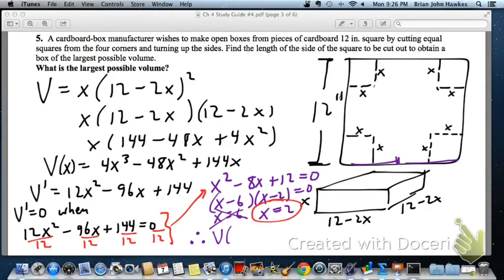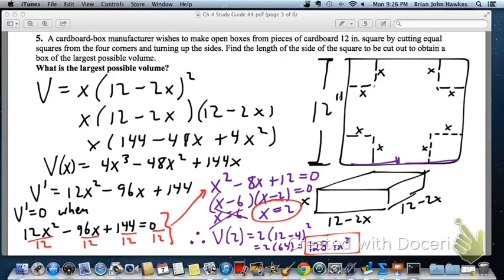So our volume when x is equal to 2 is equal to, where's our best bet here? Oh, let's put it in the very first equation there. 2 times 12 minus 2 times 2 is 4, and we're going to square that. So we get 2 times 8 squared, and 8 squared is 64, so we get 128. 2 times 64 is 128, and the volume, we did get units of measure in this one, so we get 128 cubic inches, and that is our maximum volume.